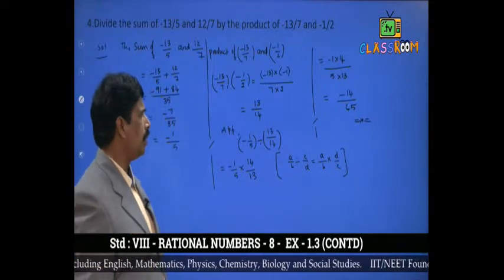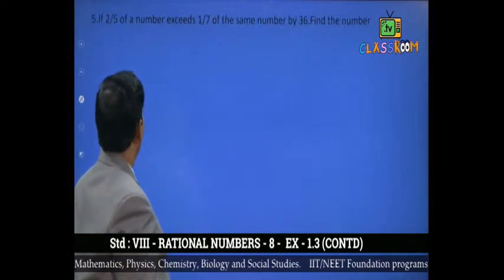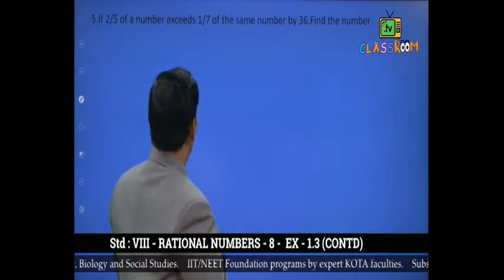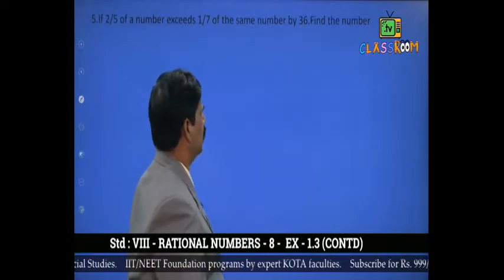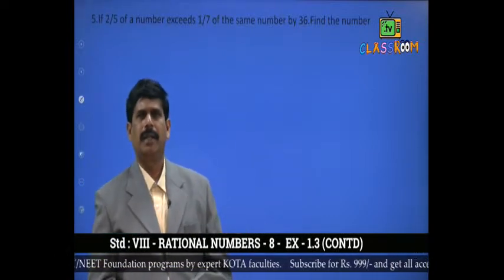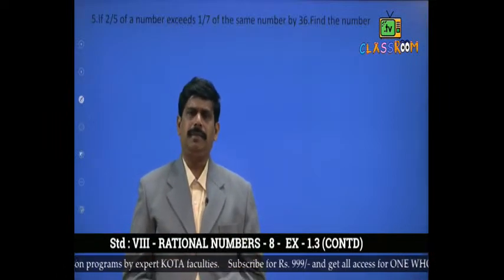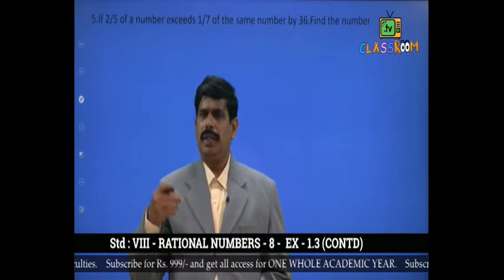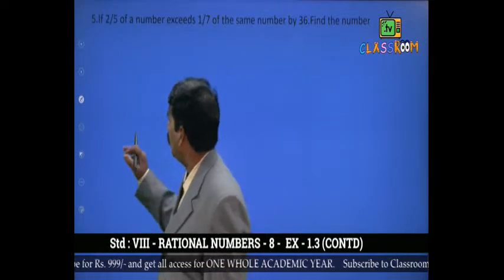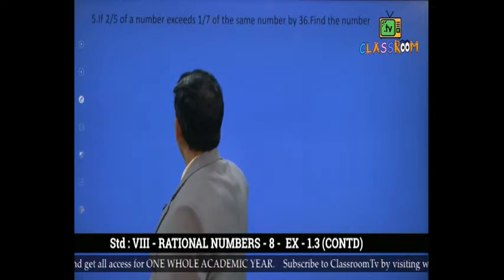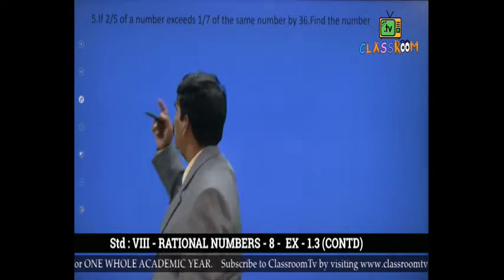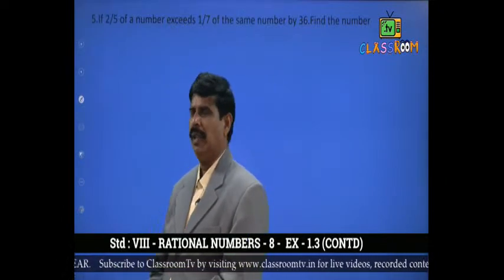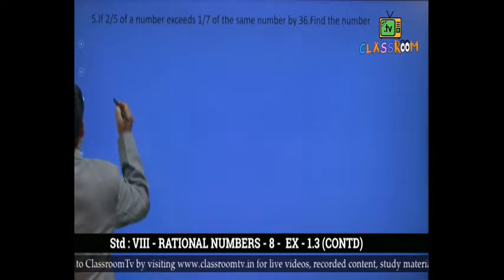Let us see the next problem, children. If 2 by 5 of a number exceeds 1/7 of the same number by 36, find the number. So there is one number, we do not know what is that number, that we have to find out. So 2/5 of that number exceeds 1/7 of that number by 36. What is the number? Let us see how to do this.